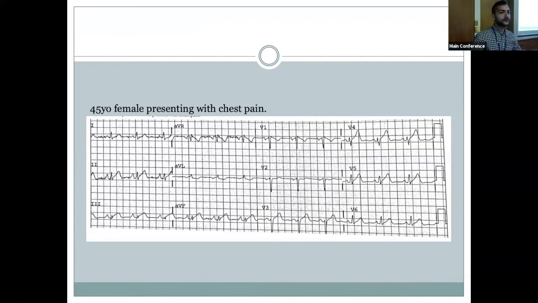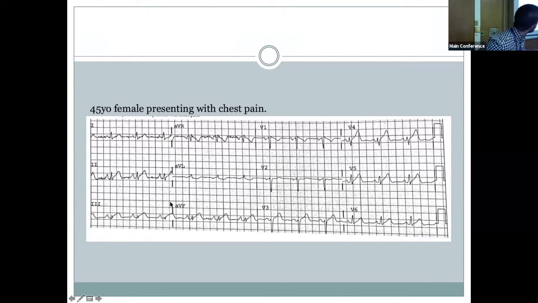So this is a 45-year-old female presenting with chest pain. Anybody want to take a stab at what they're seeing on this EKG? Keeping in mind that we're talking about T waves, you don't have to go through the whole rigmarole. What does somebody want to call out that they think they're seeing here? Hyperacute T waves. Thank you. Yes, that's exactly what we're seeing here.